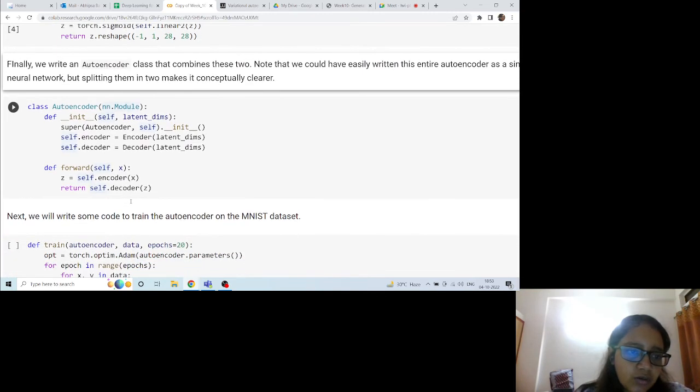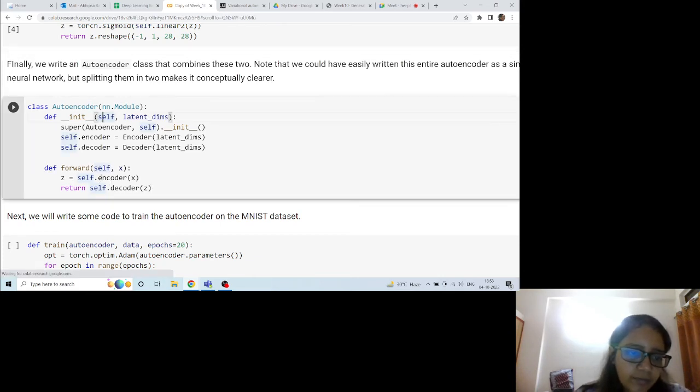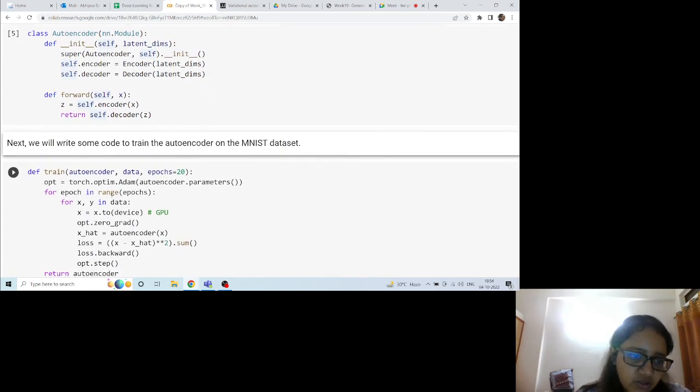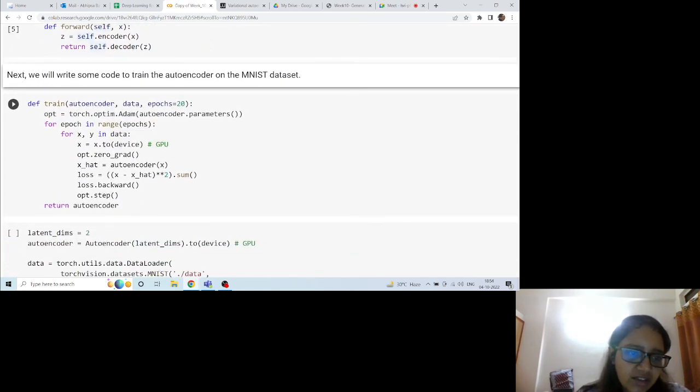Right, so now your autoencoder finally. You defined your encoder, you defined your decoder, so in the autoencoder class you have these two. It's very simple. You take x, pass it through the encoder, generate z, and then from z you pass it through the decoder to generate your image back.